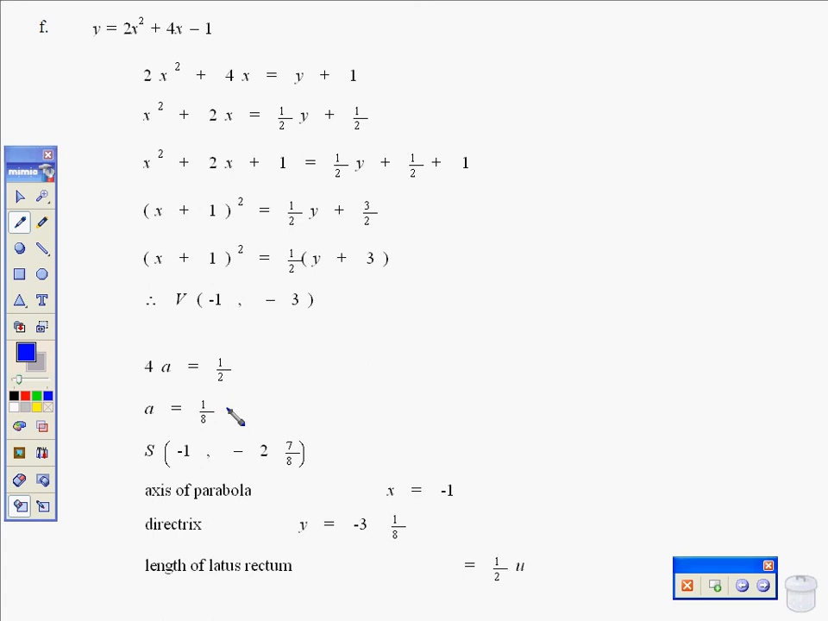4a is equal to a half, which means a is 1/8, which gives me the focus of minus 1. It's concave up, so it goes up 1/8 of a unit from minus 3. The directrix is 1/8 of a unit below. Axis of the parabola stays the x coordinate there, and the length of the latus rectum would be 4 times a, which is the half.